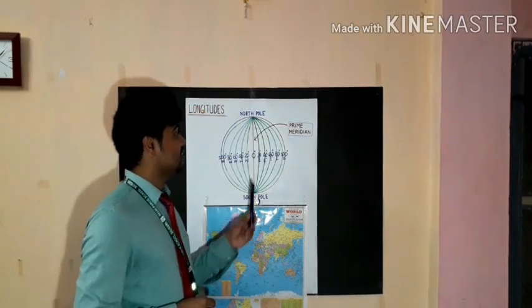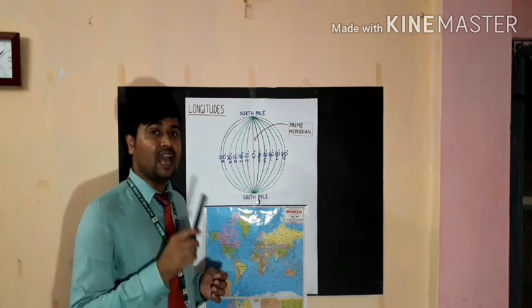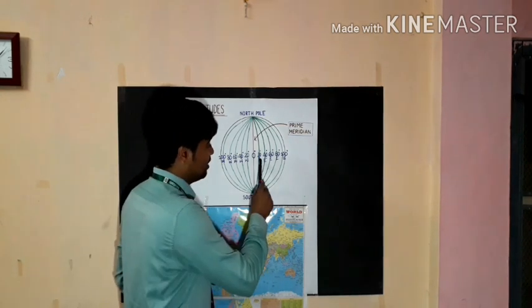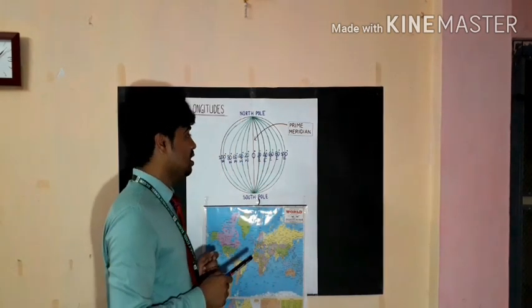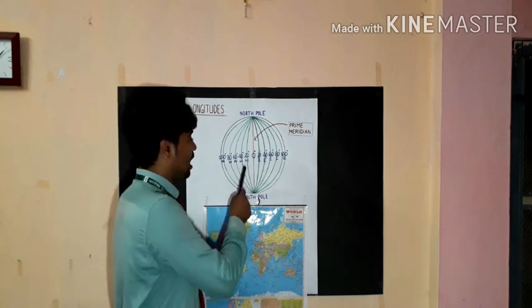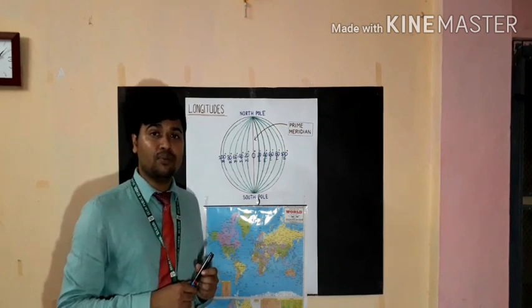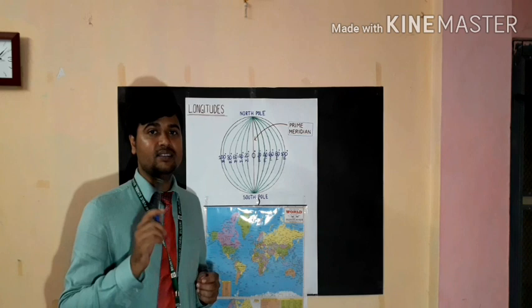Next, there are 180 meridians on the eastern side and there are 180 meridians on the western side. So the total number of meridians is 360.